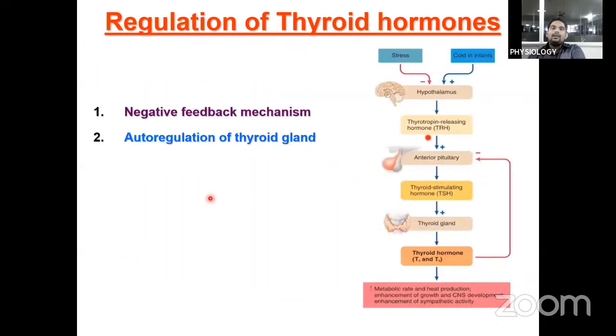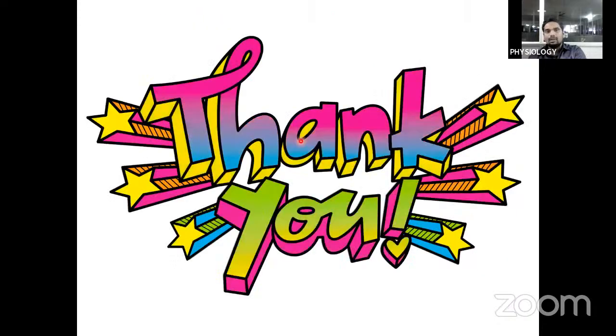Okay. And the last one is about your CNS. That is the changes of stress and cold in infants. In that case, it will affect your CNS. That means mainly in the arcuate nucleus of your hypothalamus, that will increase your TRH, that is thyrotropin releasing hormone. This will have an influence on the anterior pituitary. In that way, it can regulate your thyroid hormone secretion. Okay. Up to this, synthesis and secretion is over.